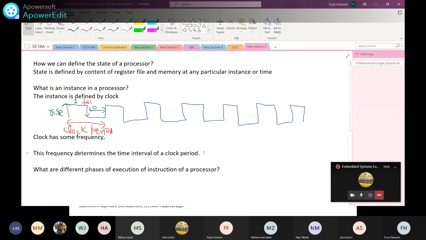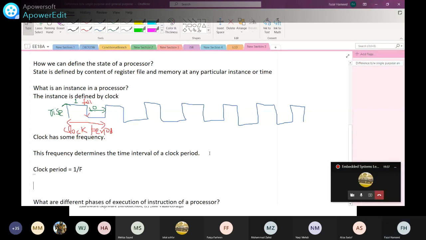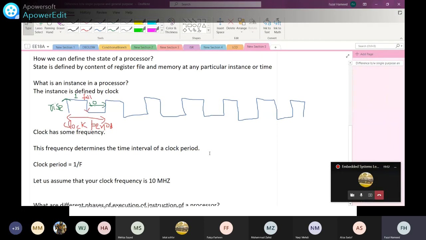So how can we determine the clock period? The clock period is the inverse of frequency, am I right or not? 1 divided by f. Let us assume the clock frequency is 10 megahertz. So what is the clock period?